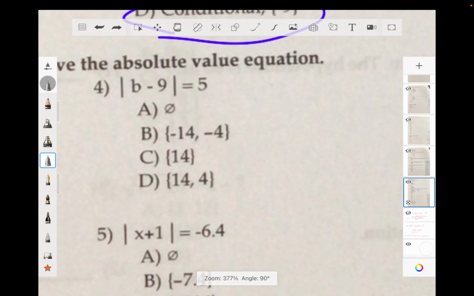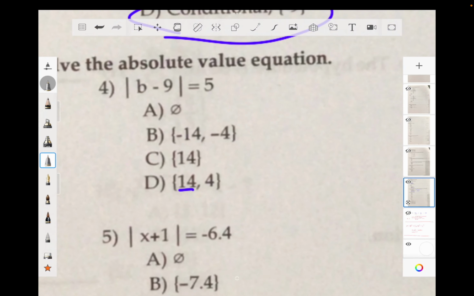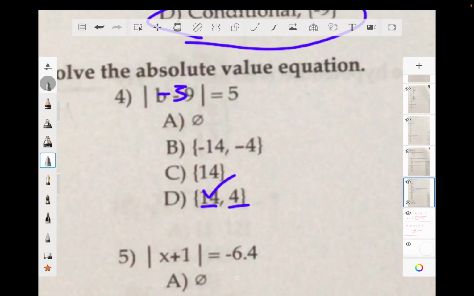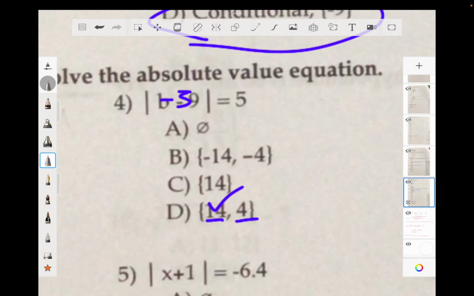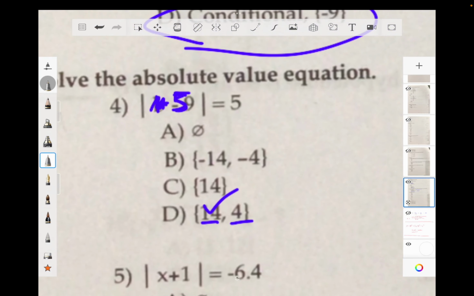So, if I plug in, let's say, a 14 here, 14 minus 9 is 5. Positive 5 in an absolute value sign is just 5, so that checks out. And if I plug in 4 here, 4 minus 9 is negative 5. Negative 5 in an absolute value sign is just 5, so that checks out. So your answer is D here.